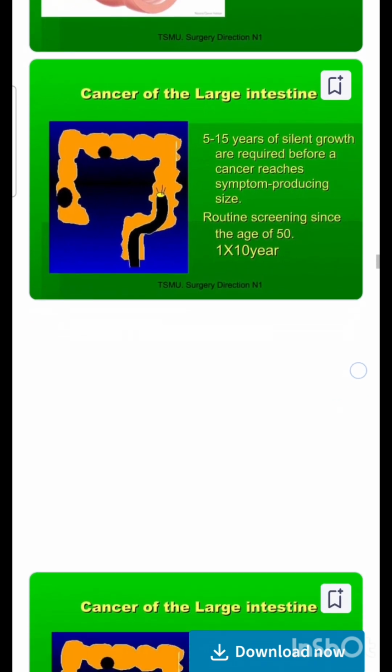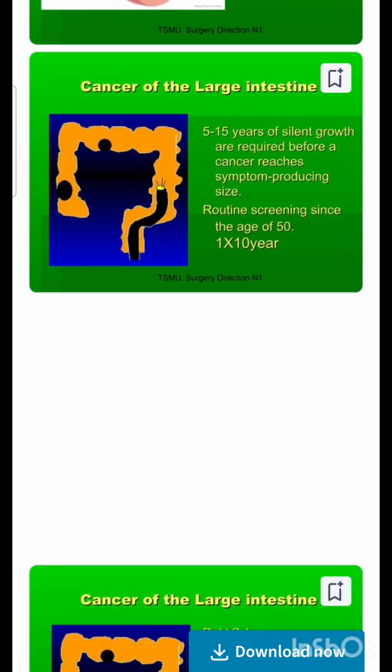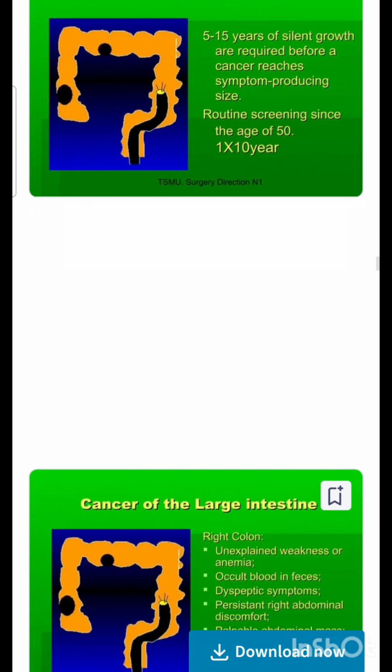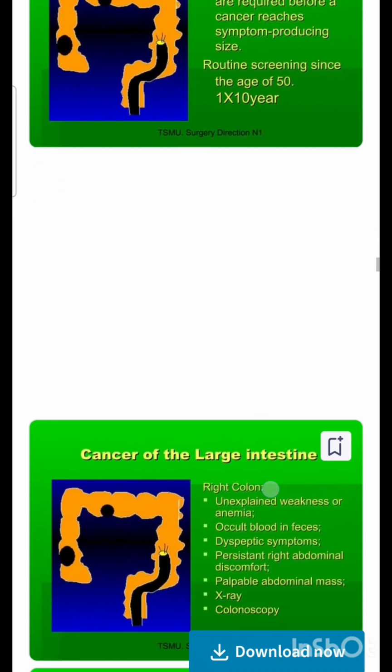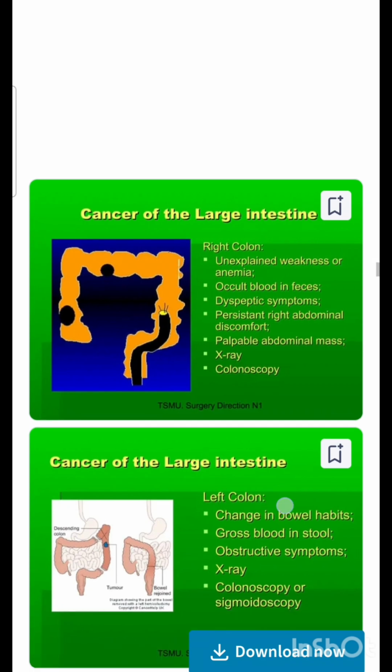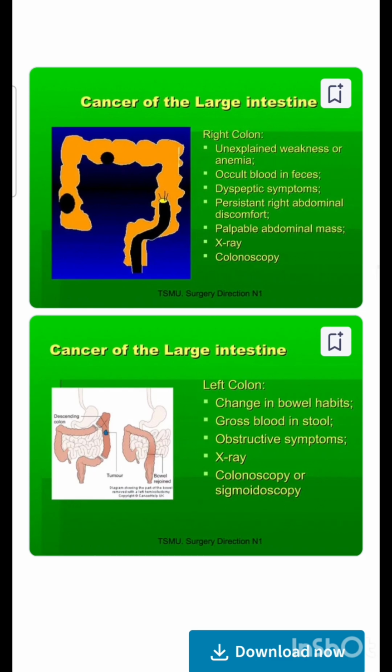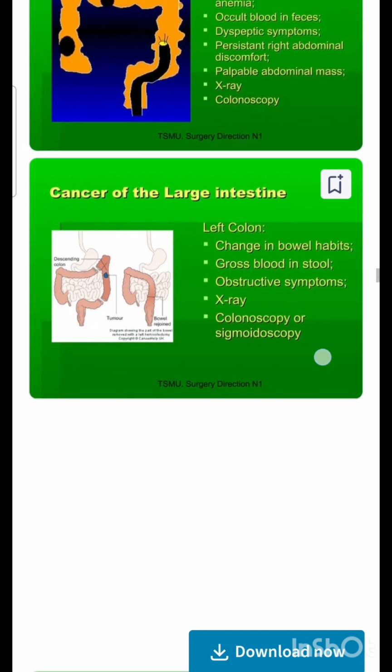Metastatic. Then cancer of large intestine: 5 to 15 years of silent growth are required before cancer reaches symptom-producing size. Routine screening since the age of 50, once every 10 years, is recommended. Then cancer of large intestine, right colon: unexplained weakness, anemia, occult blood in feces, dyspeptic symptoms, persistent right abdominal discomfort, palpable abdominal mass. X-ray and colonoscopy can be done.